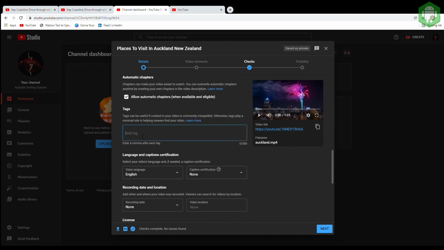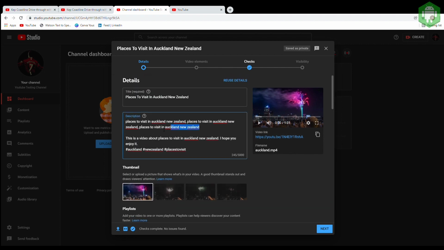In the tags section, you can write a few keywords that are the most searched words. However, do not write too many keywords.